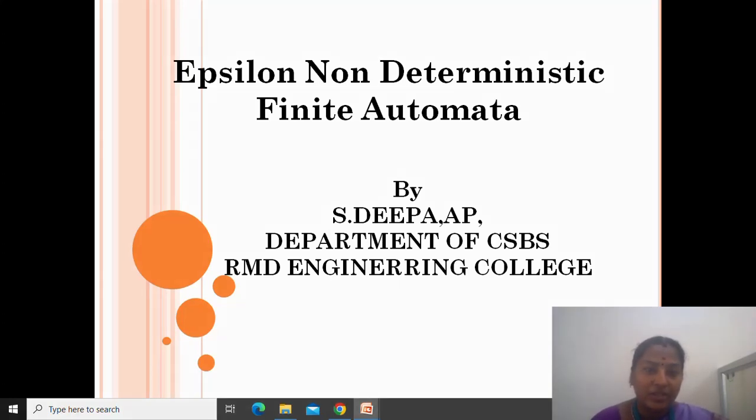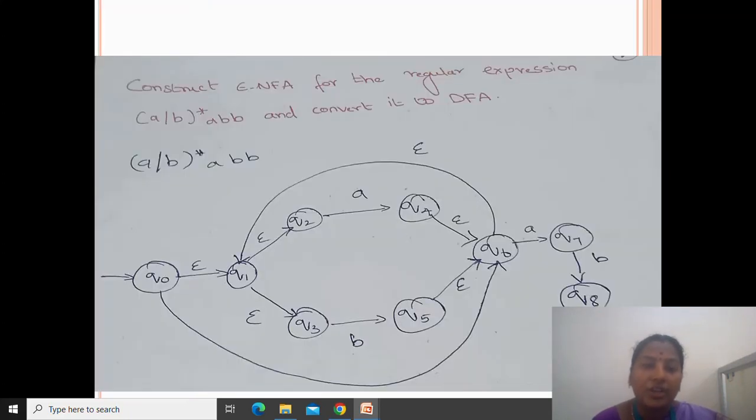I am going to present about the epsilon NFA. So how the epsilon NFA is going to transfer to DFA. Epsilon NFA means with epsilon transition. For example, construct an epsilon NFA for a regular expression. The regular expression given is (a/b)* abb, and convert it to a DFA.